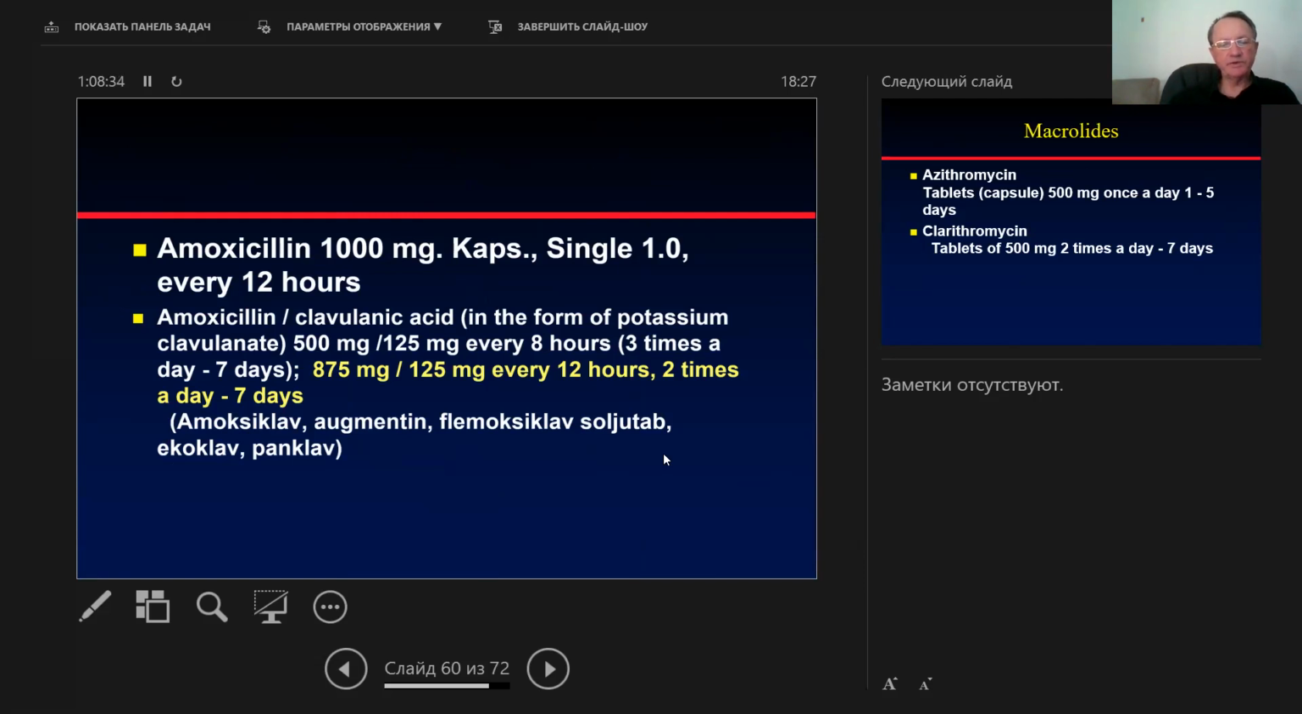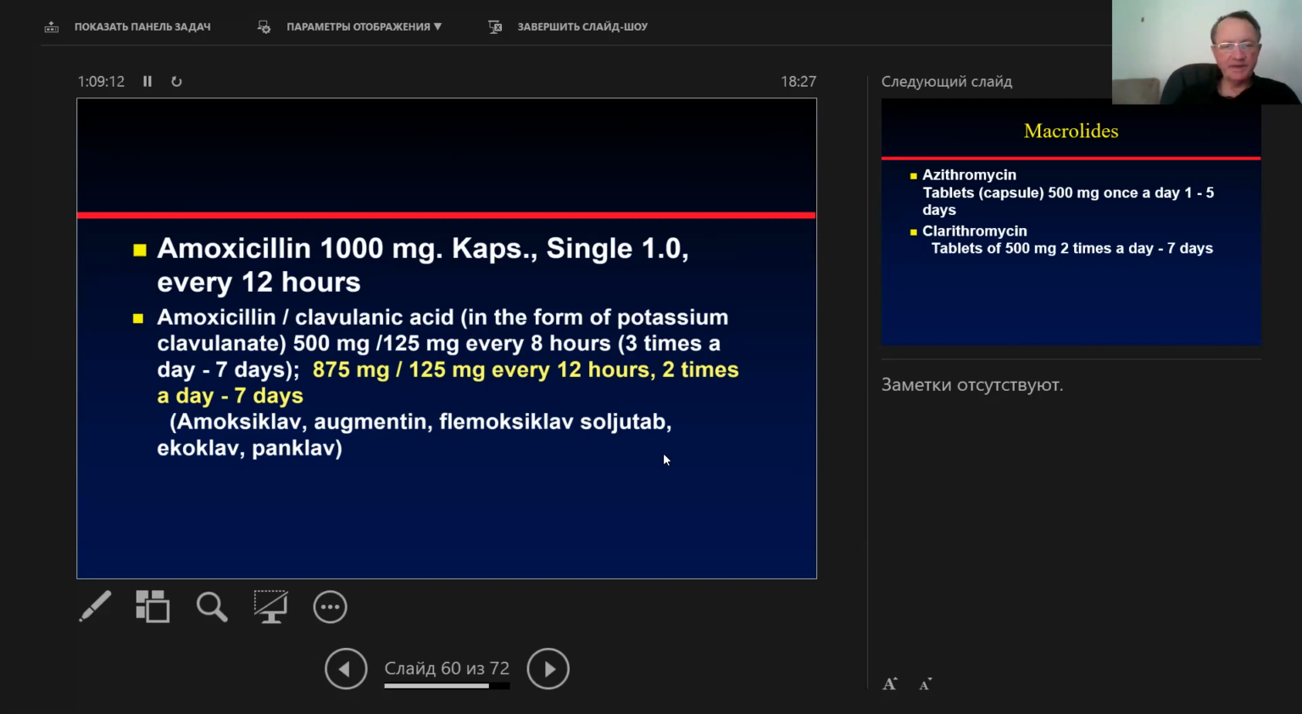If we are talking about enzyme-protected amoxicillin, it's amoxicillin clavulanic acid. For my recommendation, you should use such a combination with more amoxicillin and less daily clavulanic acid. For example, it is much better to choose amoxicillin 875 milligrams and clavulanic acid 125 mg every 12 hours, 2 times a day.